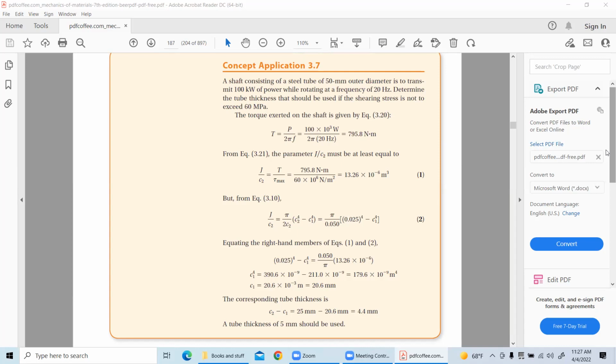You have that page with you, right? Yes, this one. So we find torque, then we arrive at this. Okay, I think it's clear.